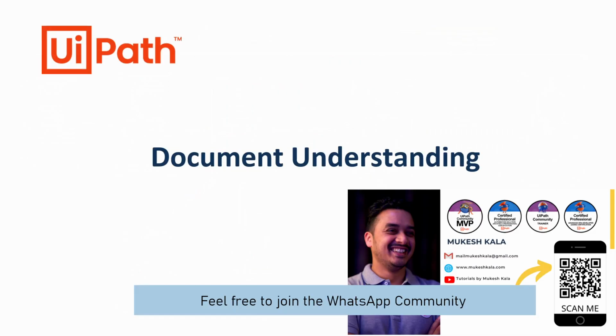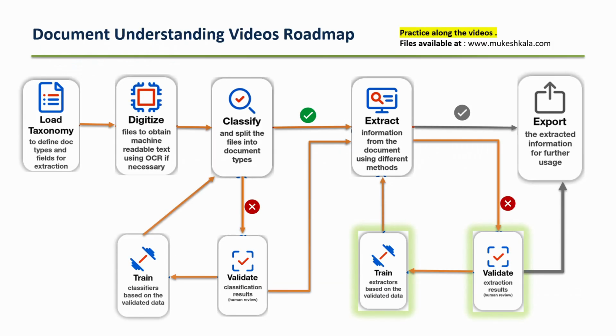Hi everyone, welcome back to the channel. This is the next video in the UiPath document understanding series where we are exploring document understanding in a step-by-step manner. This is the complete video roadmap as well as the document understanding framework. Whatever you see in proper colors, such as taxonomy, digitization, classification, validation of the classification, trainers, all of that we have already covered in the previous videos. And in the last video we saw how I can do the extraction. In case you are directly coming to this video, I would recommend you to watch the previous videos to get the background for this one.